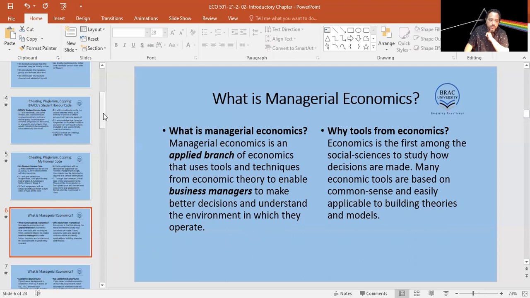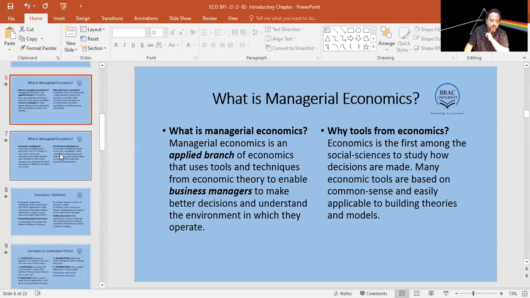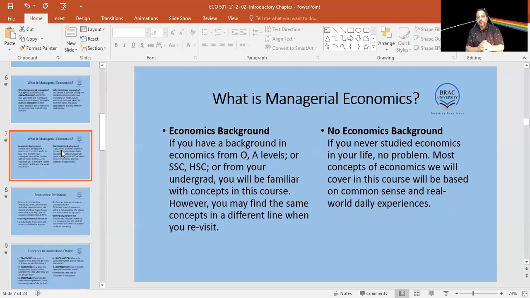Now, from week one, we realized that our class is divided into two parts. One part have a basic grounding in economics from O or A levels or SSC, HSC, or from their previous undergrad. In the undergrad, they may have had an economics course. So some of the concepts, or many concepts, introduced in this course won't be unfamiliar to them.